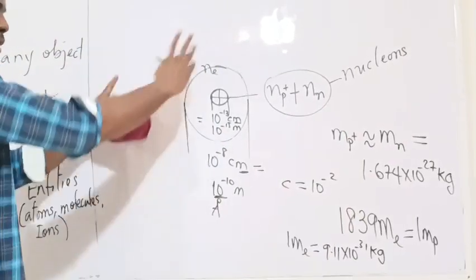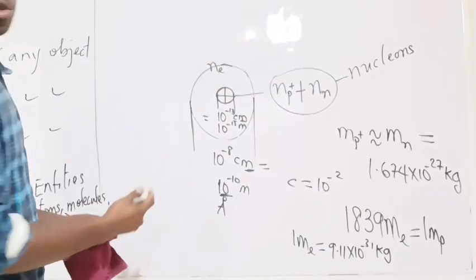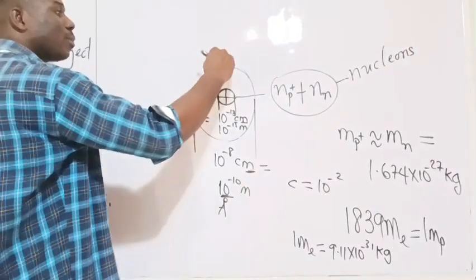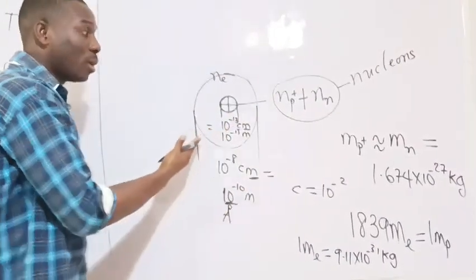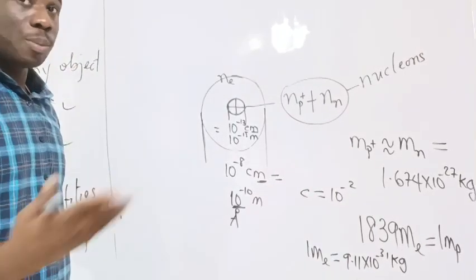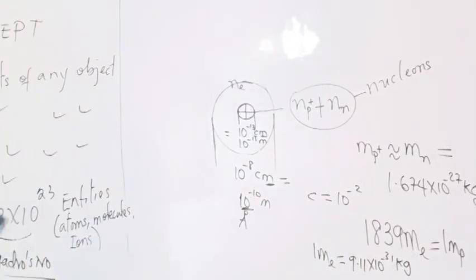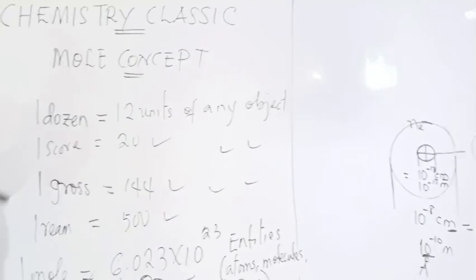Alright, so this is just the overview of how an atom looks. And of course, electrons jump from one energy level to another. So I'll talk about that when we discuss atomic structure in detail. Alright, so I want to rub this off. If you're watching, you may take a screenshot of this.